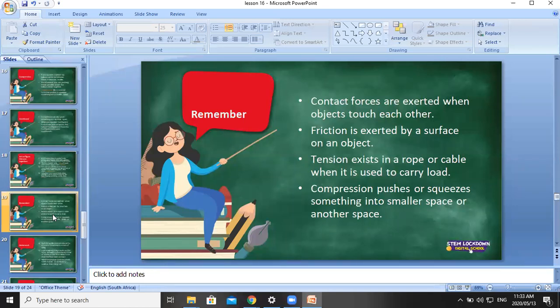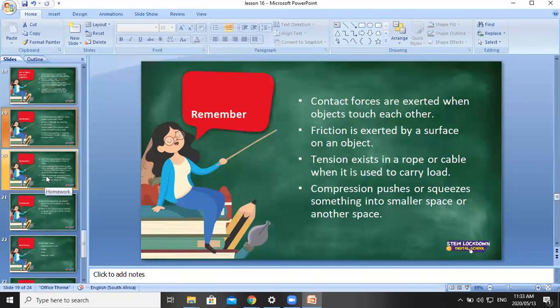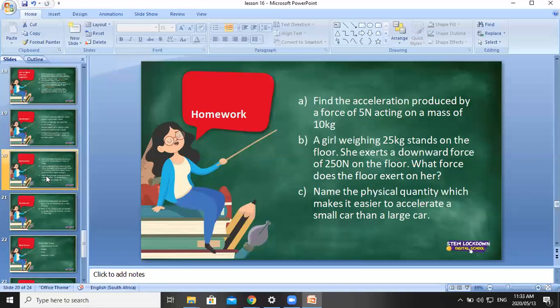Remember, today we're doing contact forces and you understand them now. Grade nines, copy down the homework. Find the acceleration produced by a force of 5 newtons acting on a mass of 10 kg.